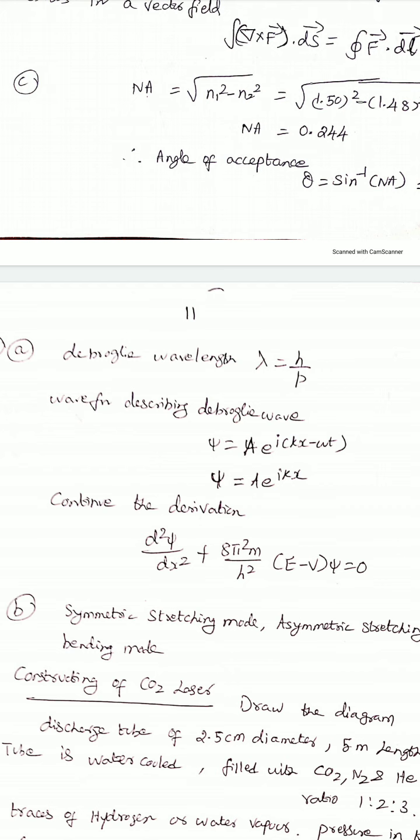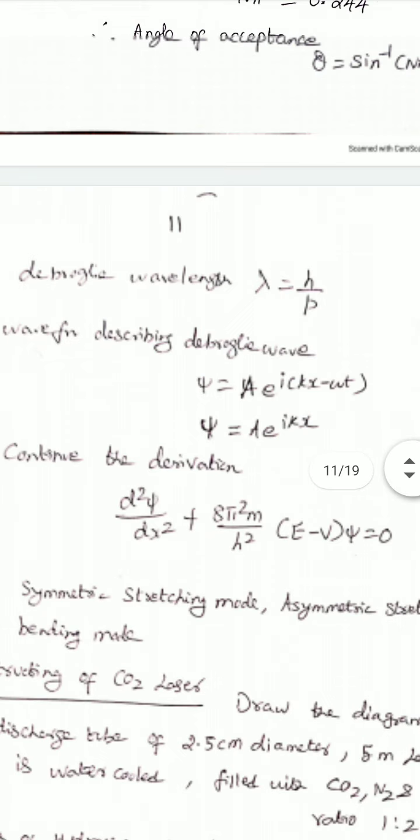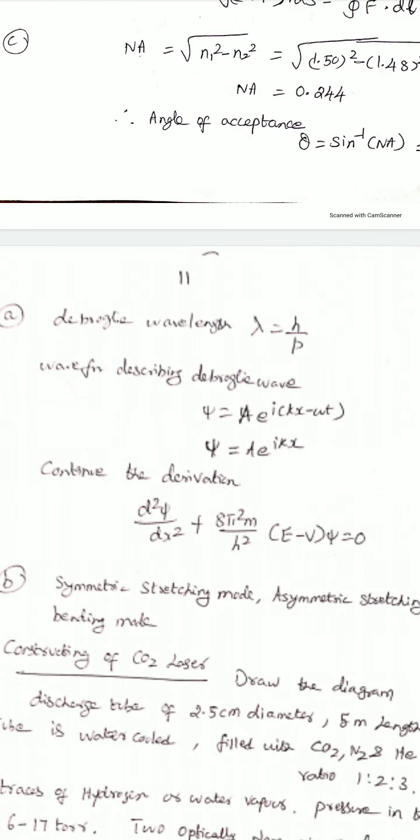So up to d square psi by dx square plus 8 pi square m by h square (E minus V) into psi equals 0. So in the above equation, psi is the wave function, E is the total energy, and V is the potential energy. So up to this you have to write.